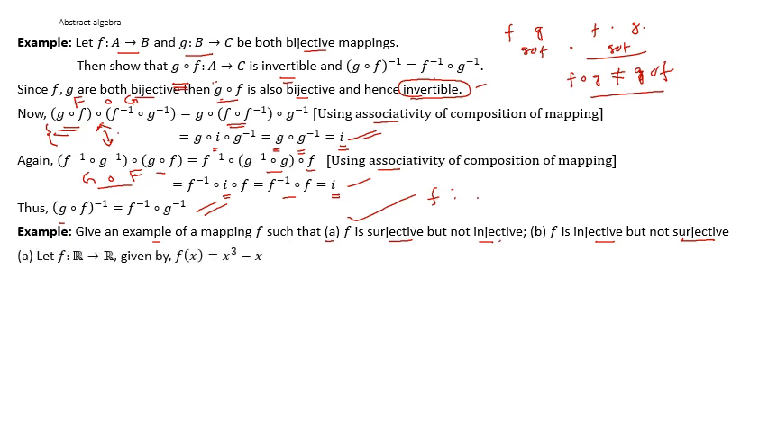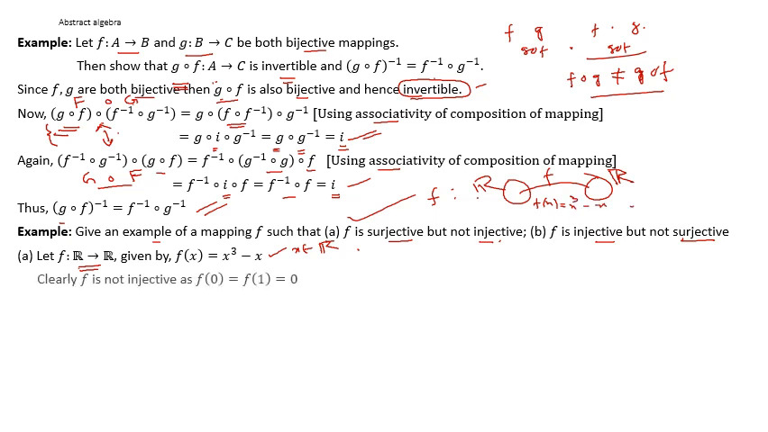So suppose say f is from R onto R, set of real numbers, given by f(x) equal to x cube minus x for any x belongs to R. f(x) equal to x cube minus x. So f is from R to R given by f of x is x cube minus x.